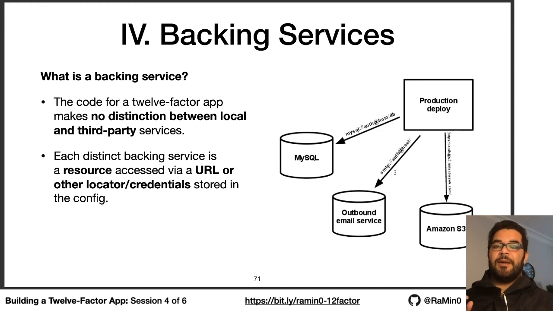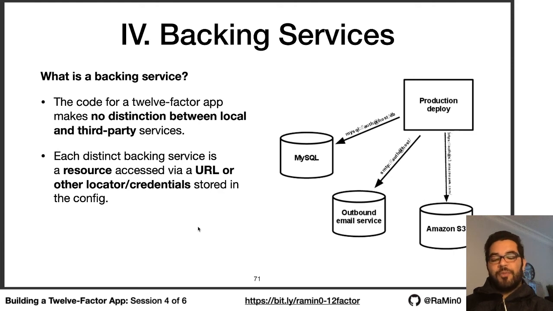So again, and I'm re-emphasizing this point here, the app does not care about where the service lives, it just cares about connecting to it. And each service, to be able to connect to it, we need to have this connection string, or what we call the URL, or resource locator and credentials.